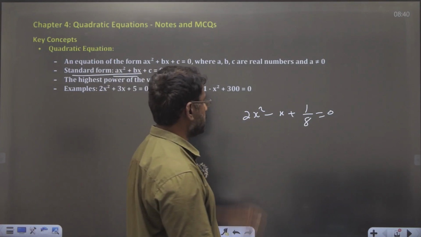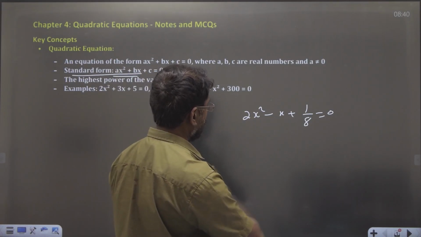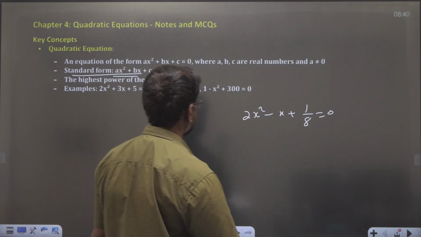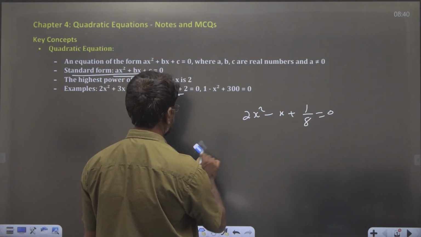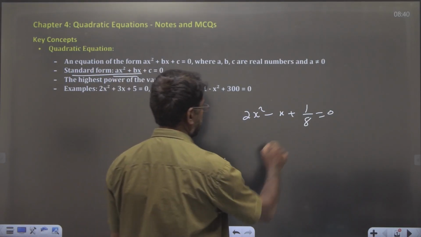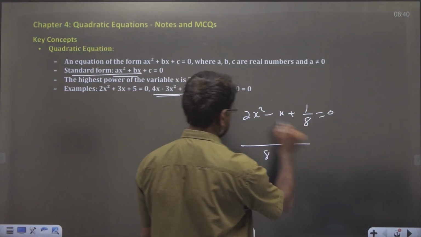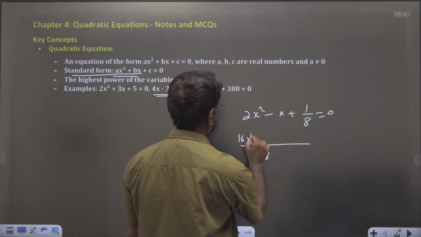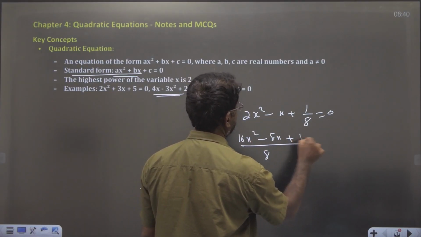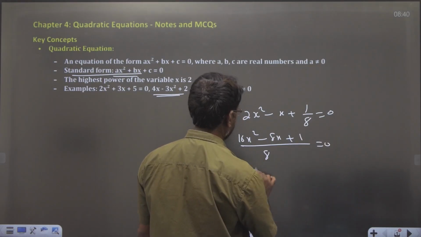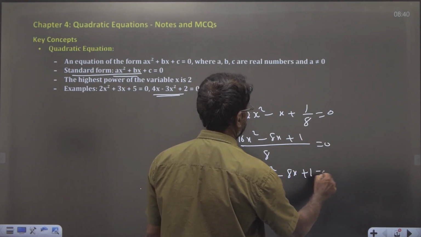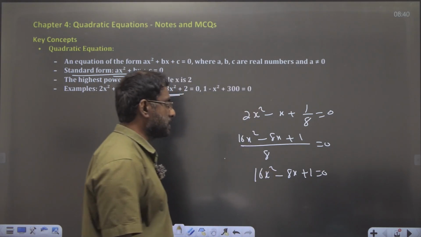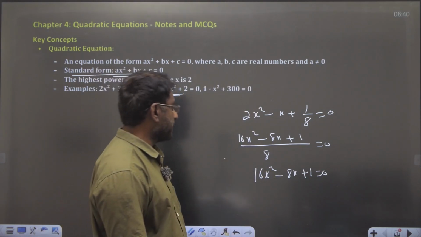So, multiply all terms with 8. Or we can take the LCM. 8 is the LCM. That is, cross multiplying, 16x square minus 8x plus 1 equal to 0. This is the method. Here, the coefficient of x square is 16.